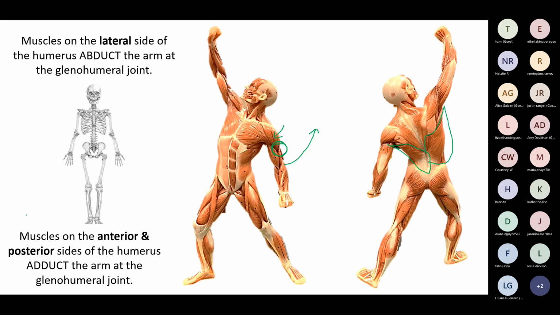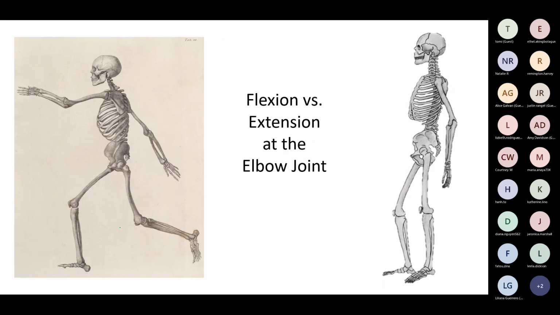All right, so the glenohumeral joint, the shoulder joint, we go forward and backwards. We go medially and laterally. That's the shoulder joint. Then we get to the elbow joint. When we talk about the elbow joint, we can only do flexion and extension. That's good for us. We only have to do flexion and extension.